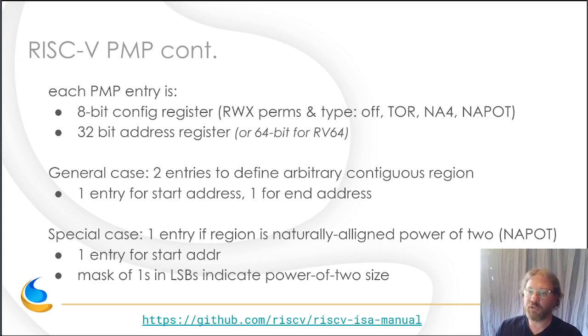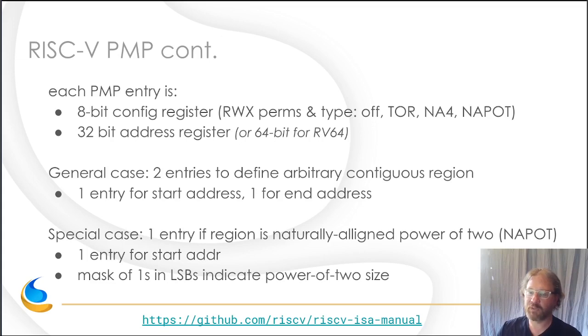For the general case, if you want to protect some arbitrary contiguous memory region, you actually have to use 2 PMP entries. You use one entry for the start address, and one entry for the end address. So here we start to see already, if you only have a small number of PMP slots, we're limited in the number of memory regions that we can actually define for protection in the PMP.